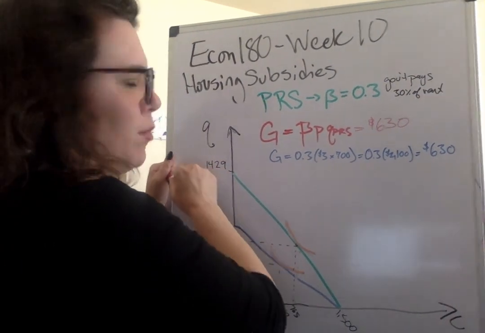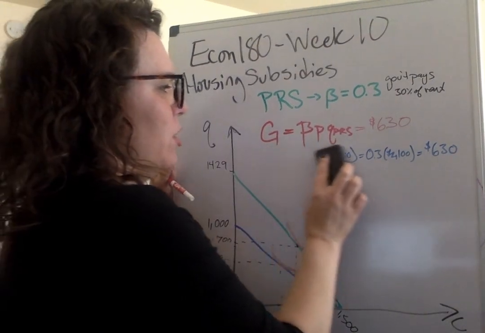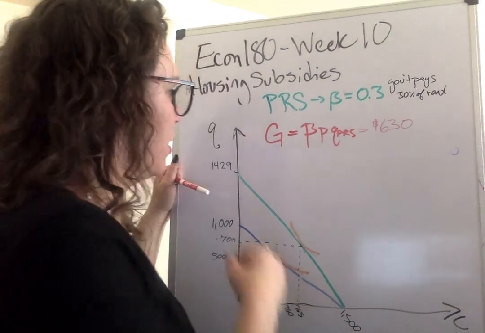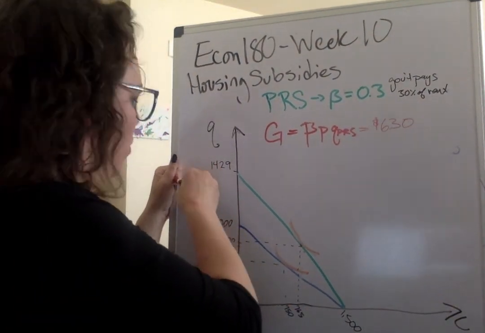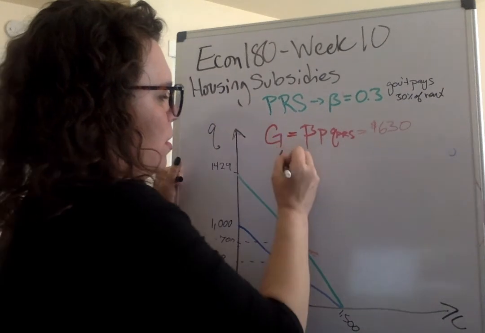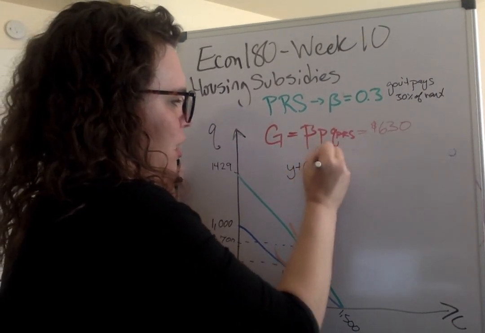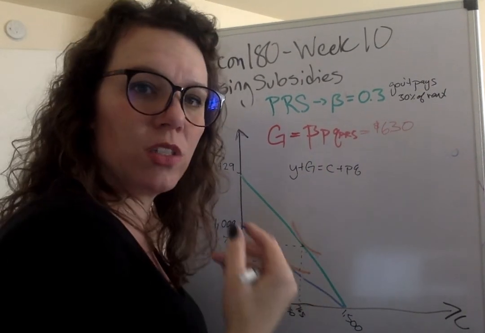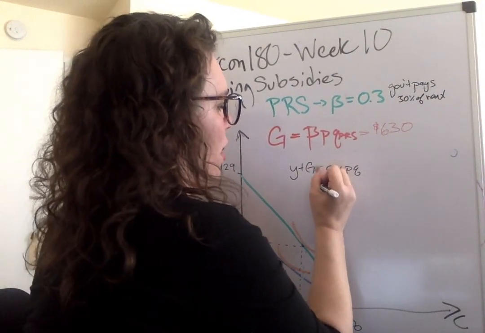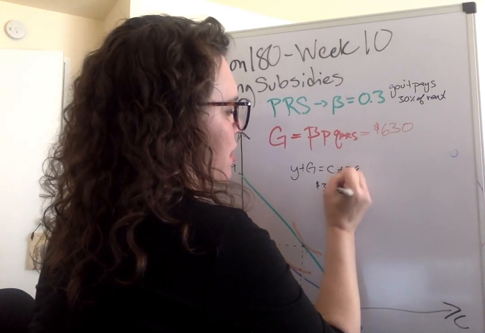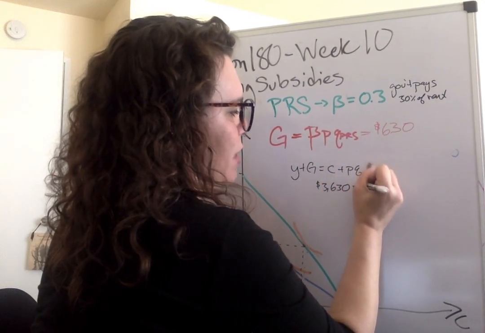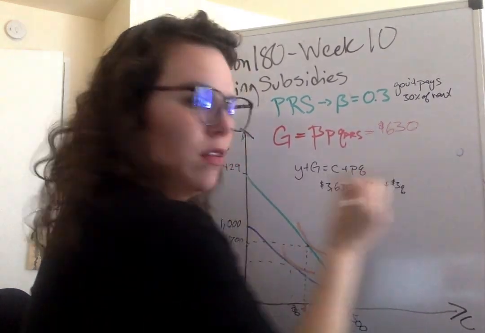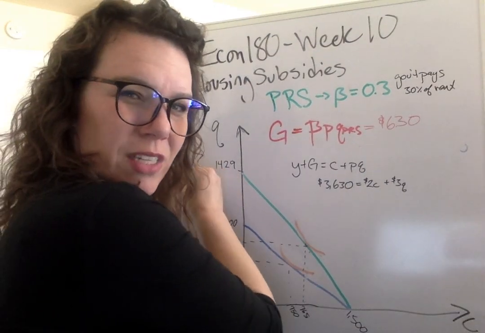So now with the income grant, all we're going to do is shift the budget constraint up by the value of the grant. Because what we're doing is we're basically going to say, okay, now your budget constraint is y plus g equals c plus pq. So if our original income was $3,000, now our income is $3,630, which we can spend on everything else or housing. Starting to make sense?